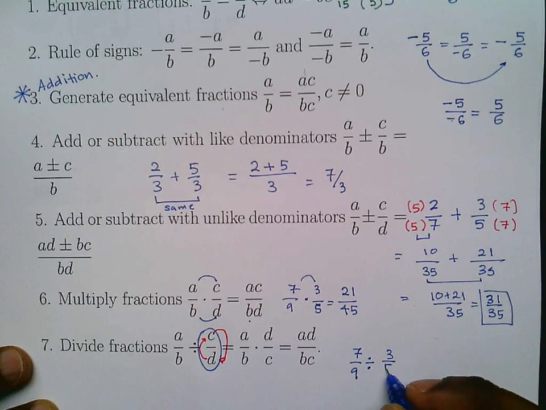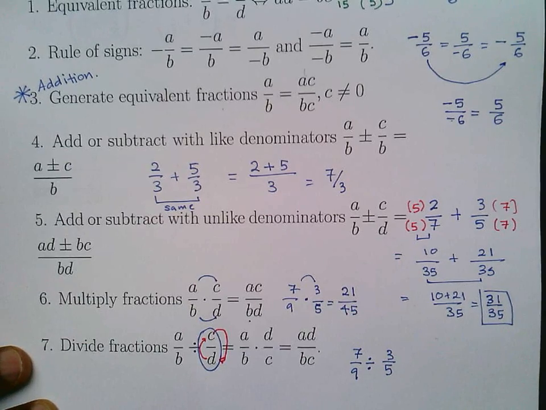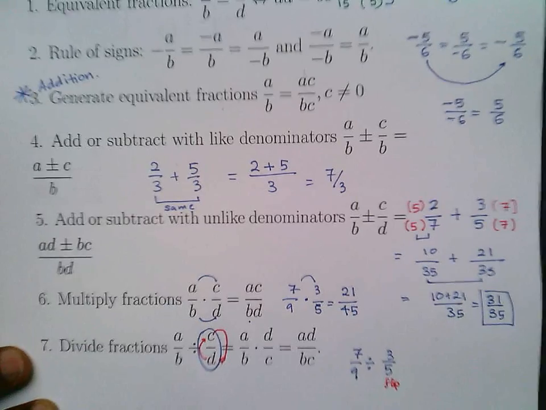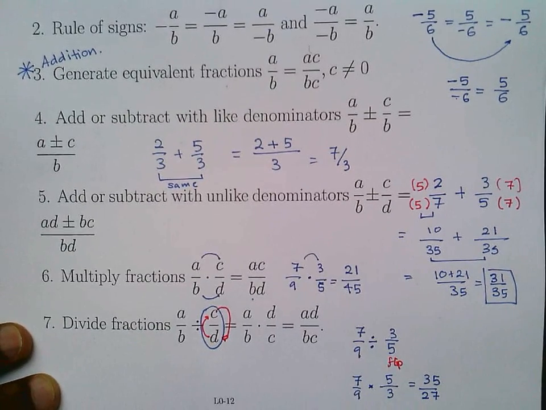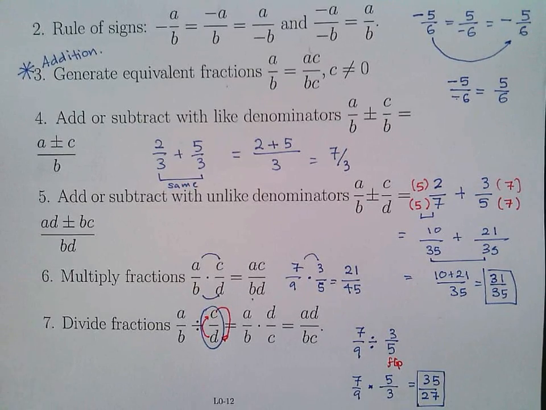Okay, so for example, same numbers as before, let's say 7 over 9 divided by 3 over 5. Now you need to flip this guy. So you would end up with 7 over 9 multiplied by 5 over 3. And then you just do the simple multiplication. On the top you get 35, and in the bottom you get 27. And that's it. So these are the basic operations of fractions.